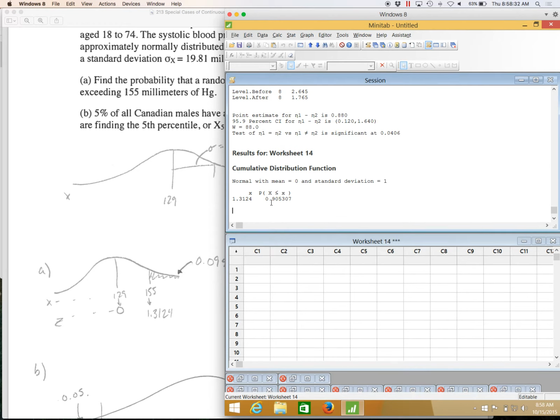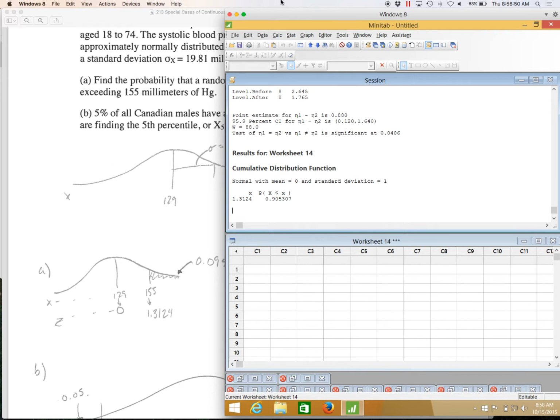I get something around 90%. Of course, that is the cumulative probability from the left to this point. That's why drawing pictures helps. It's obvious to see this is the large side, therefore this is the small side. It's not realistic to think that this is 90%, but this should be 1 minus that.